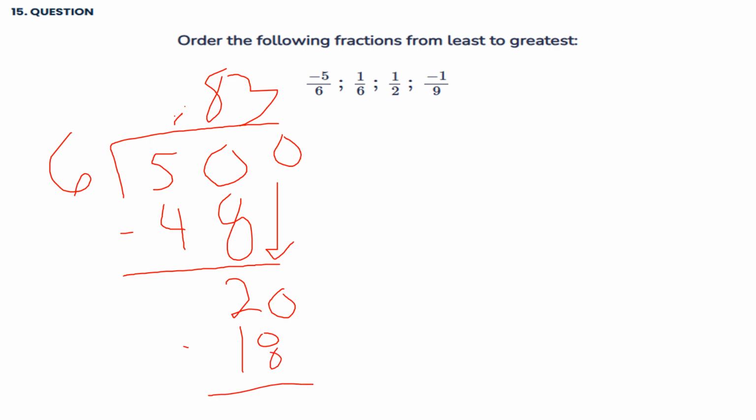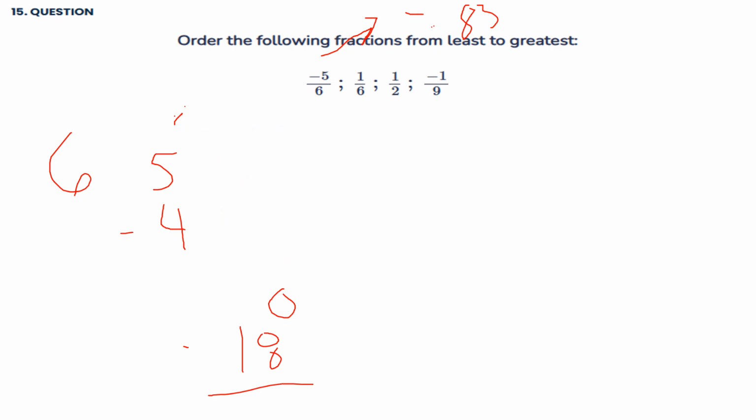So we know that negative 5/6 is equal to negative 0.83. All right, we're going to move on to the next fraction to figure out. Actually, you know what? I'm going to do the next one.